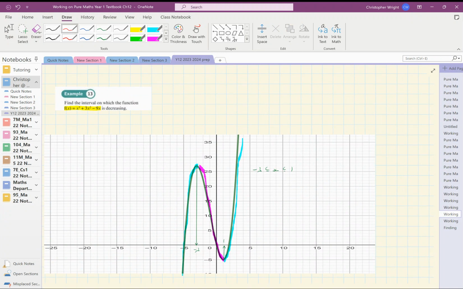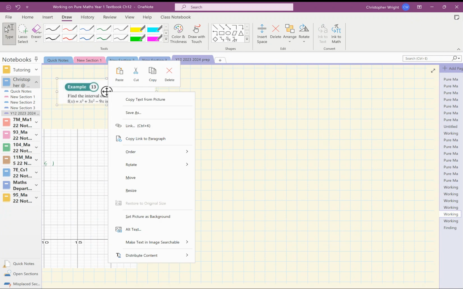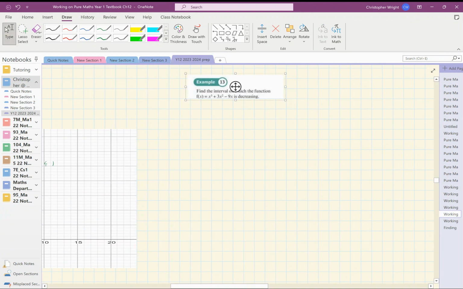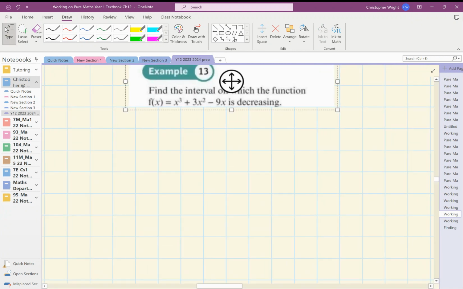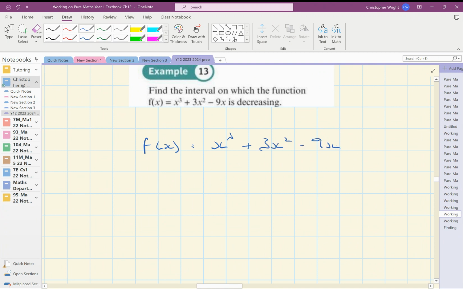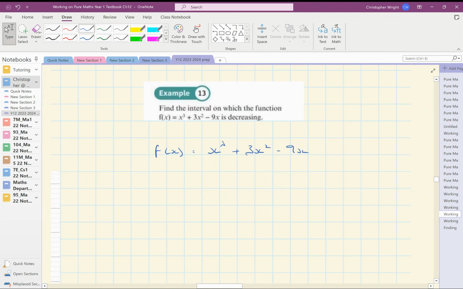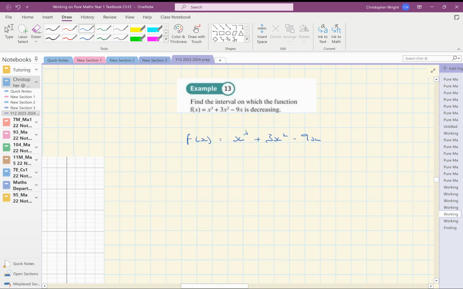So we're going to start with our function, which is f of x equals x cubed plus 3x squared minus 9x. And we need to know for what values of x the function is decreasing. So for what values of x the gradient is negative.